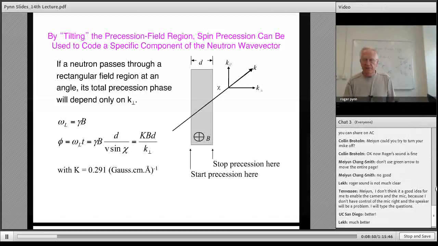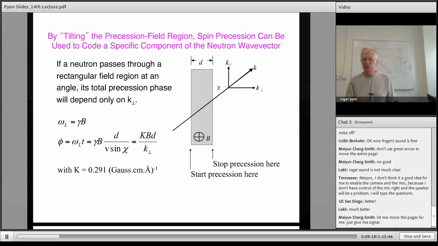Look at that again. So here I'm going to imagine that this light gray region here is the region over which I'm applying a magnetic field. And for definiteness, I'm just going to assume that I'm applying it into the plane of the screen. And instead of having my neutron come through this magnetic field region horizontally so that the boundaries are perpendicular to the trajectory, I'm going to have a trajectory that goes through the field at an angle like this, where I'm going to call this angle chi here.